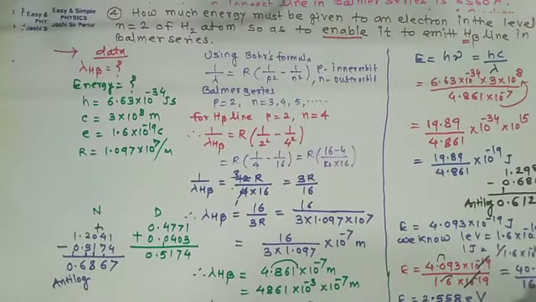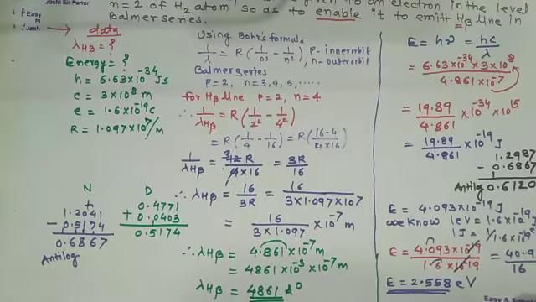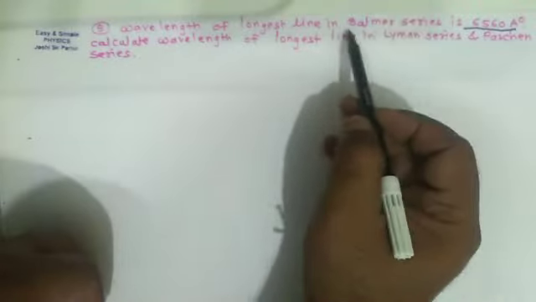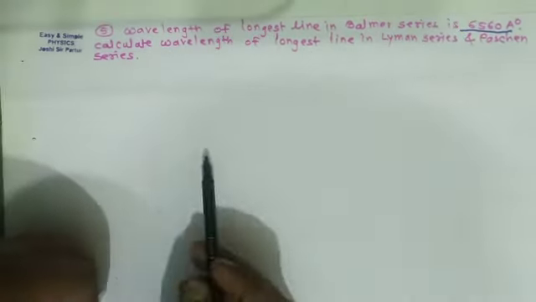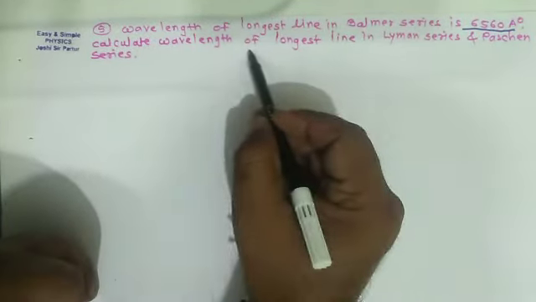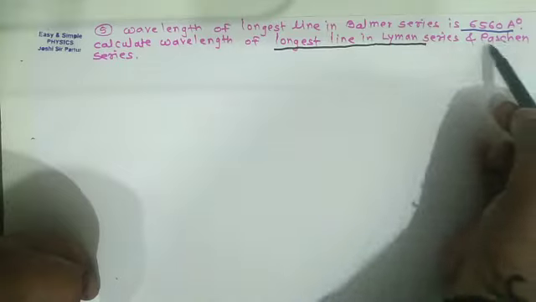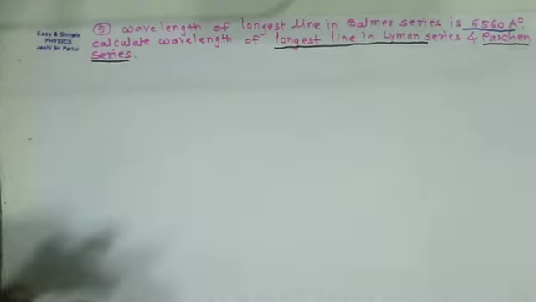So to enable it to emit the H beta line, that is the answer. Here the longest line in Balmer series is 6560 angstrom. Calculate the wavelength of the longest line in Lyman series and the longest line in Paschen series.